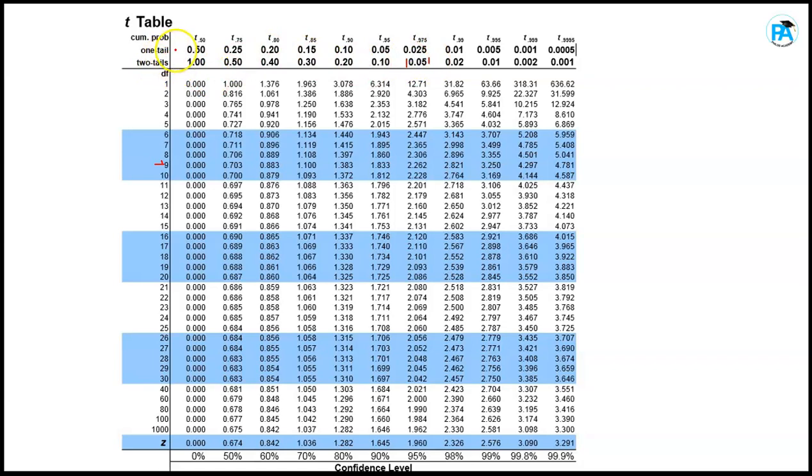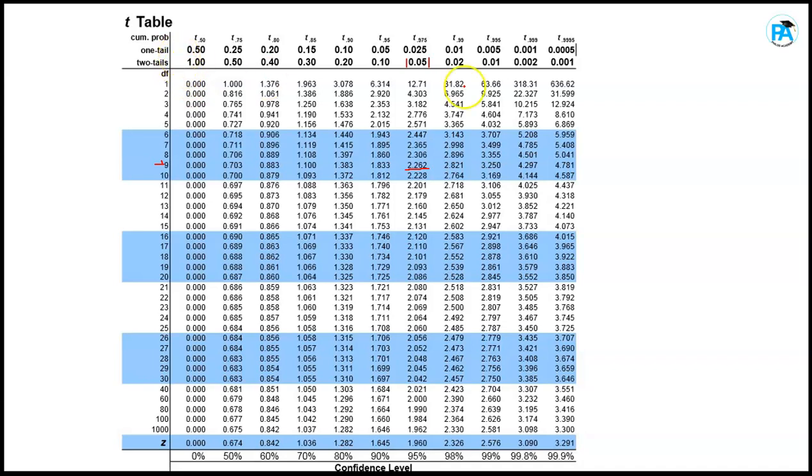You see, there's a part they've written one tail. Don't check there. Just check where they've written two tails for the alpha. So the alpha is 0.05, isn't it? So trace it to the degree of freedom of 9. It gives you what? 2.262. Is that clear? Another way of checking it is, let's assume your table has no two tail.